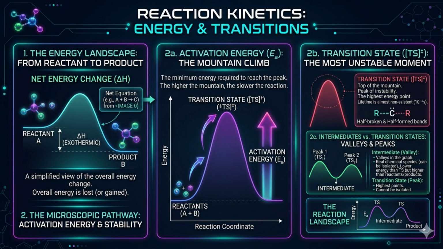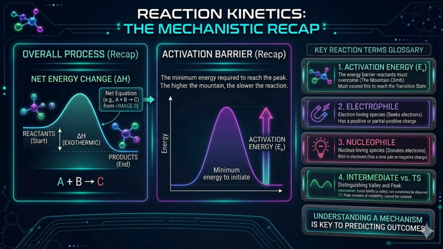By mapping these peaks and valleys, we go beyond simple equations. We gain the power to predict how fast a reaction goes and exactly what happens at the most chaotic moments of molecular change. This is the heartbeat of reaction kinetics. Understanding mechanisms isn't about memorizing reactions, it's about understanding the logic of electrons. Once you know how they move, you can predict how almost any molecule in the universe will behave.